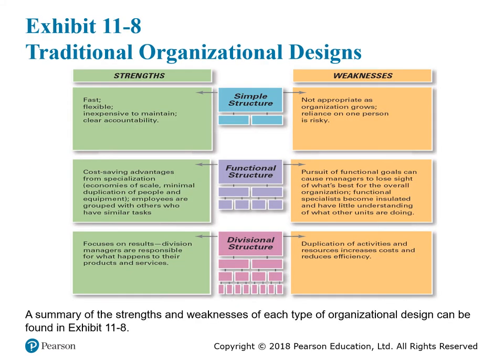As always, we never say that a certain option is the best way to go. Each and every one has its own strengths and weaknesses. And this exhibit shows us some of those strengths and weaknesses for each and every design or structure. So a simple structure, it does have some sort of flexibility. It's inexpensive to maintain, and it has clear accountability. It shows who is responsible for what, and if something goes wrong, to whom do we go? Some of the weaknesses of a simple structure is that it's not appropriate as the organization grows.